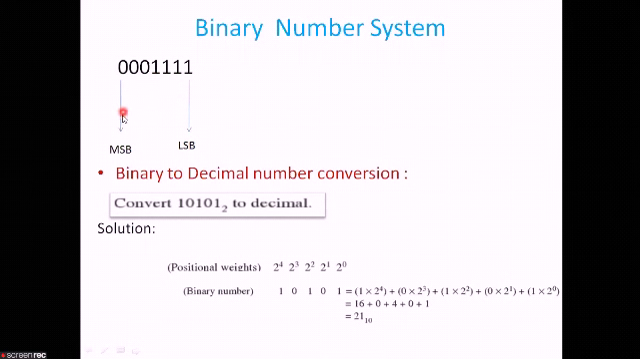Now this is the leftmost position or the digit or the bit, that's why it is the MSB. That is the most significant bit, and this one will have the highest positional weight, and this one will have the lowest positional weight.